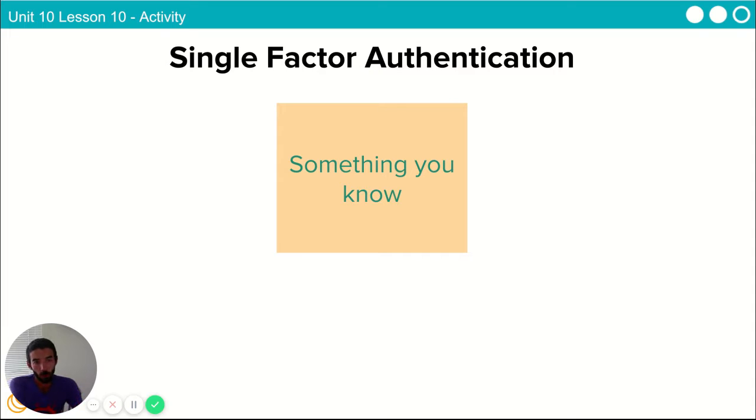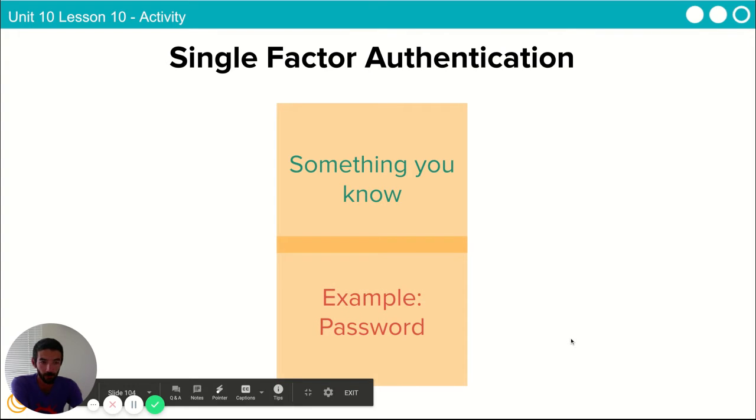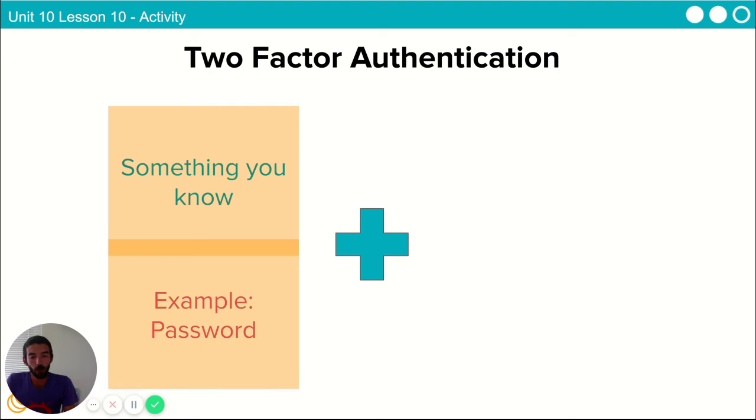So if we think back to the warm-up where we talked about passwords, that's an example of single-factor authentication, right? There's one layer of protection and it's centered around something that you know. So for an example, your password. If we go and add another layer, it's called two-factor authentication. So we've still got the layer from before, something that you know.